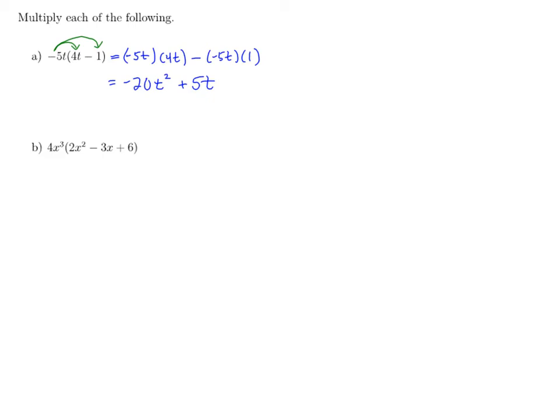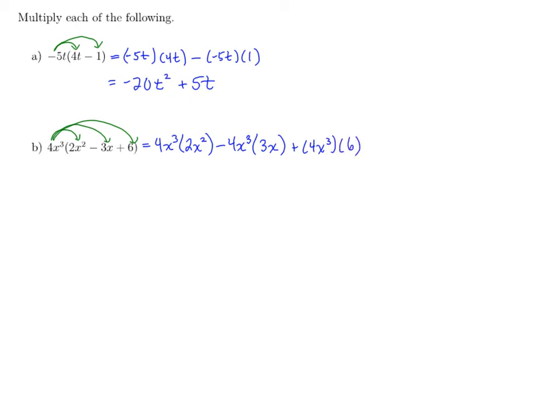In our second example, we have 4x cubed times the expression 2x squared minus 3x plus 6. So again, as our first step, we will distribute that 4x cubed across to each term in that trinomial. And so we'll have 4x cubed times 2x squared, and then we'll have minus 4x cubed times 3x, and then we have plus 4x cubed times 6.